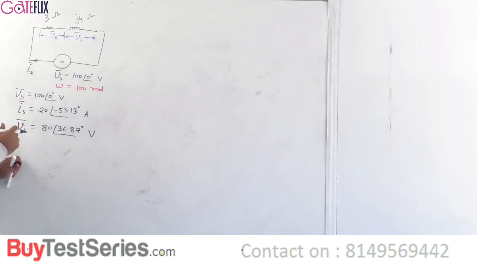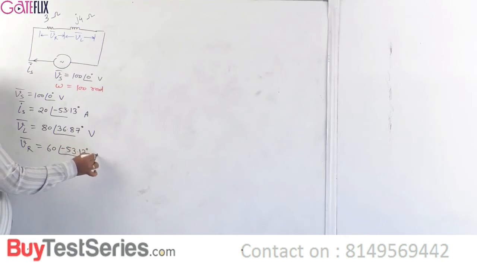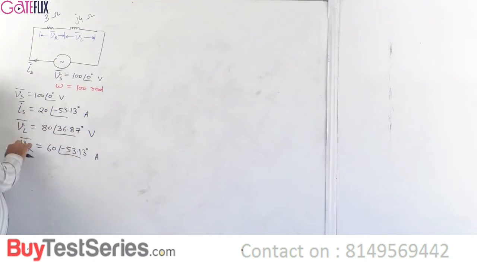If you see VL with respect to Is, VL is leading by 90 degree, you can see in the phasor diagram, and in case of a resistor, VR and Is, they are in phase. So you can see this angle is 90 degree, this is 36.87 leading with respect to reference, this is minus 53.13 lagging with respect to reference, so this sums up to 90 degrees. And VR, as we calculated, was 60 angle minus 53.13. So these angles must be the same because they are in phase, the resistance voltage and the resistance current.